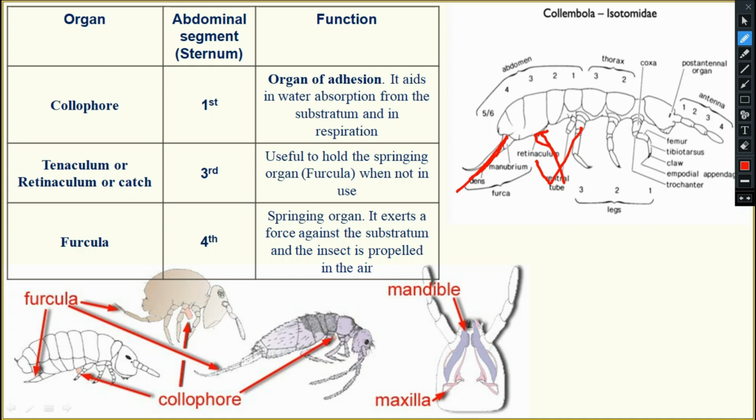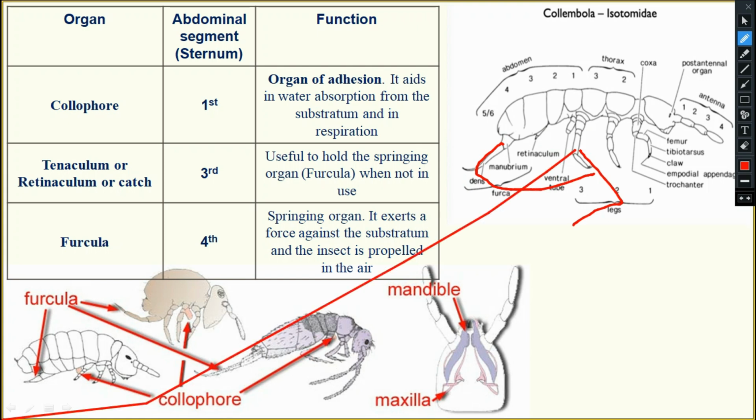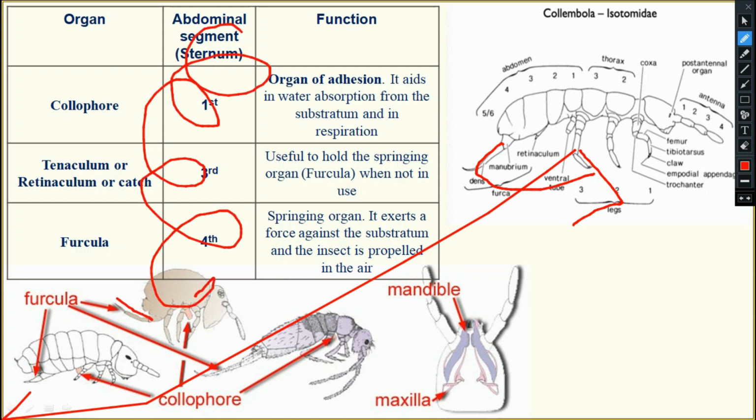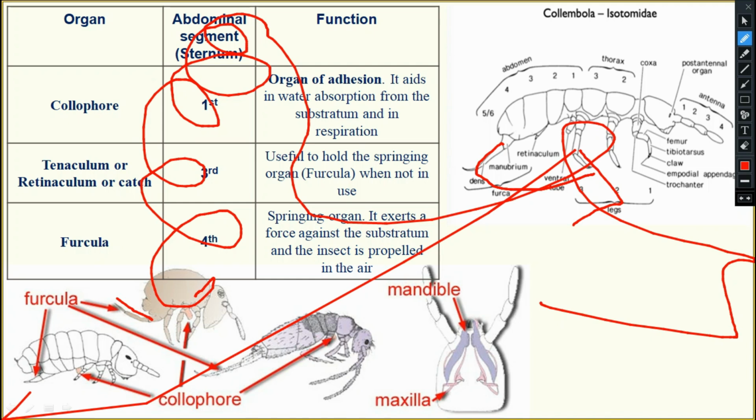What is the last one? Furcula, present on the fourth abdominal segment, also known as springing organ. What is the function? Suppose it will be like this. While jumping, what will happen? It will put pressure on the surface and be extended so that this insect will roll over and propel in the air. Again, it will fall down somewhere else. Understood? They don't have wings, they cannot fly. So they try to jump from one place to another. So how is the jumping done? By the springing organ, also known as furcula.